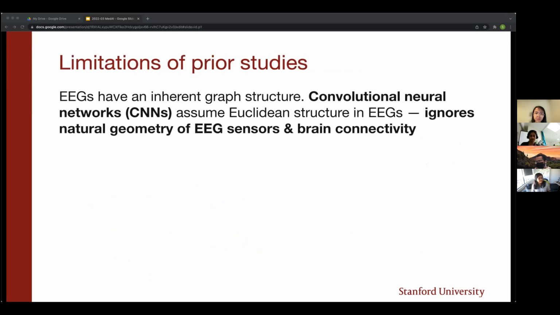However, there are some limitations of prior studies. So first of all, most of them use convolutional neural networks. However, as we have seen in the previous slide, EEGs are recorded by electrodes placed on a person's scalp. So the scalp is like a manifold rather than a 2D flat surface. Therefore, EEG signals have an inherent graph structure. But CNNs assume Euclidean structure in EEGs, so this ignores the natural geometry of EEG sensors and the connectivity in the brain networks.